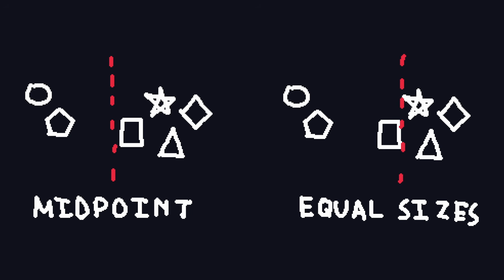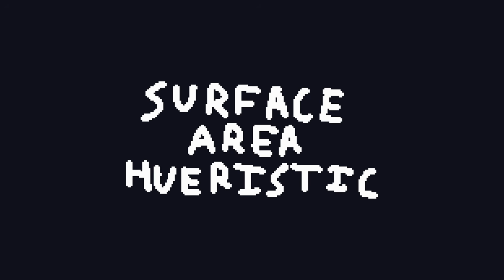In practice, most implementations use what's called the surface area heuristic. This is a heuristic that aims to estimate the computational cost of each possible partition. Naturally, the lowest cost split is the one we should take.